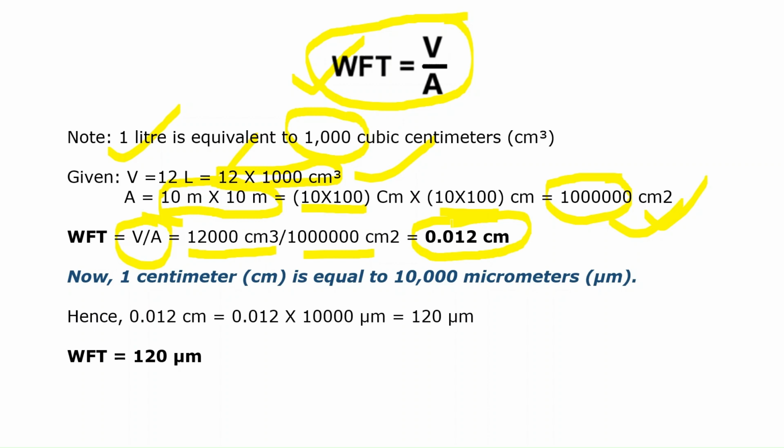This is a very small dimension, so we'll convert this into microns. Now 1 centimeter, read this line, 1 centimeter is equal to 10,000 micrometers, and micrometers is nothing but microns. You will always see that the unit we usually mention for paint is microns. So 1 centimeter will be equal to 10,000 microns.